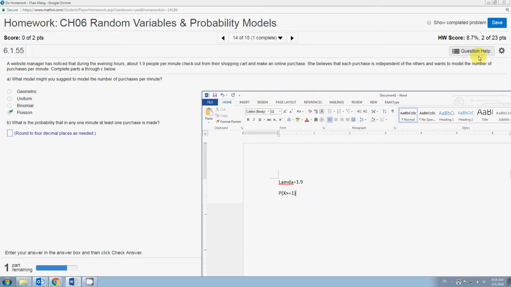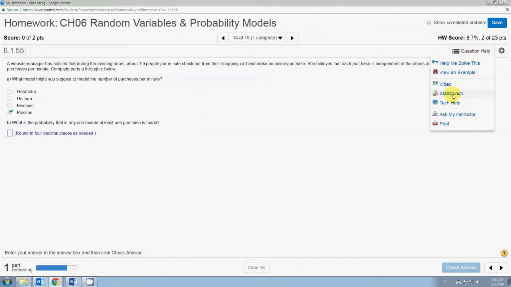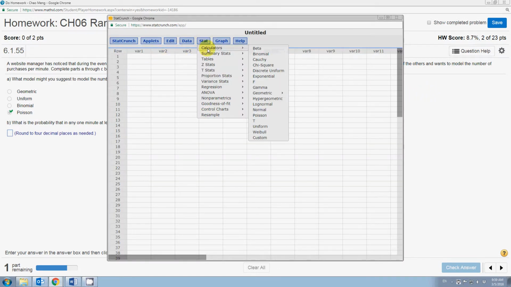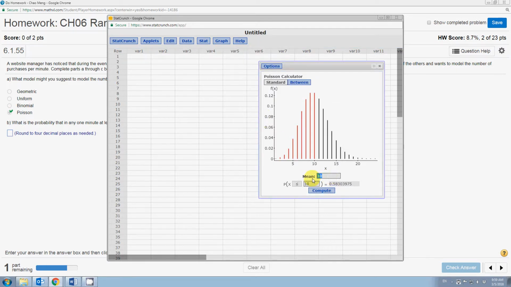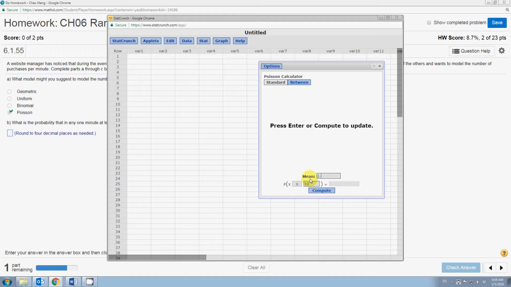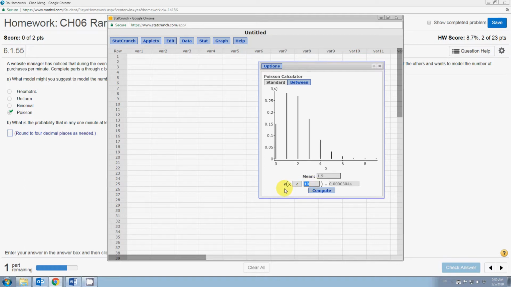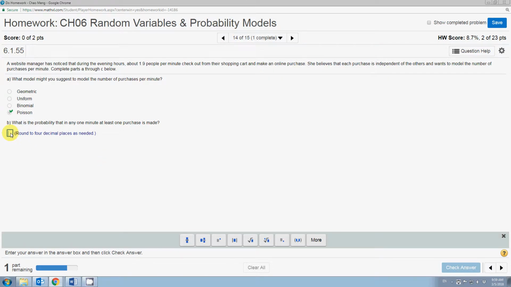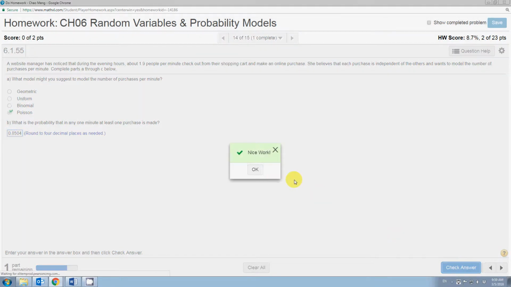Okay, so let's do this in StatCrunch. Let's open StatCrunch. Let's go to Stat, Calculators, and where's Poisson? Okay, here's the Poisson, and the mean is the lambda, which is 1.9, and we want to calculate the probability that the number of purchases is greater than or equal to 1. Let's click compute. So that's the one. Let's copy paste, 4 decimal places. Check answer.